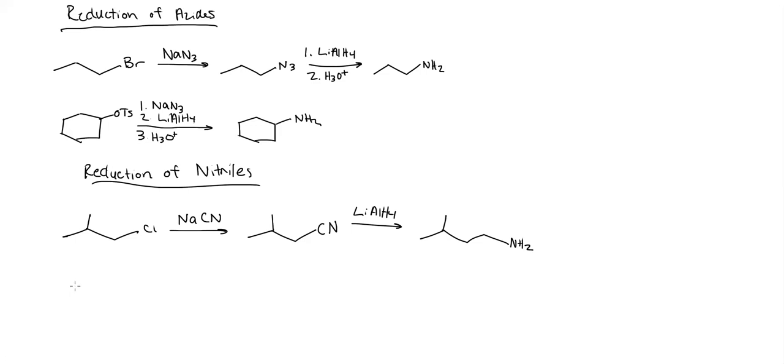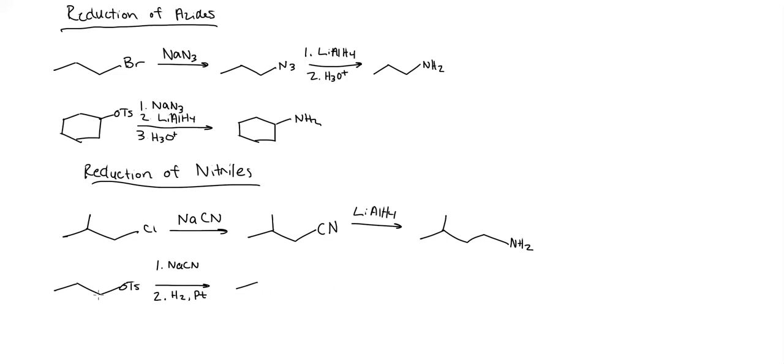And this can also be done with tosylates as well. So if I start off with OTs, so with a tosylate or OMs, right? And my first step, I put in NaCN. And then I can also do a second step. Instead of lithium aluminum hydride, I can also put in H2 with Pt. Okay. So if I put in H2 with Pt, it's going to give me the same product.